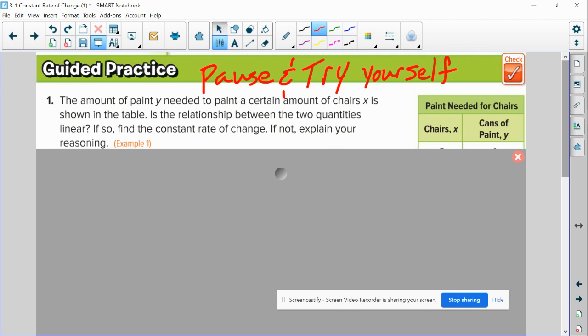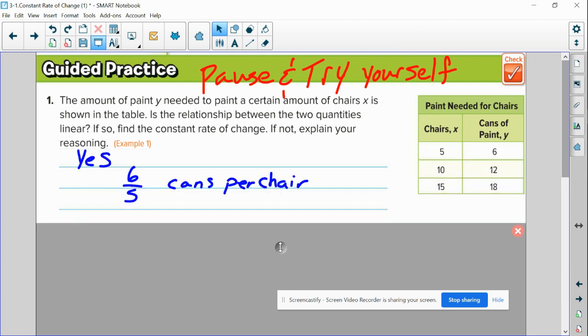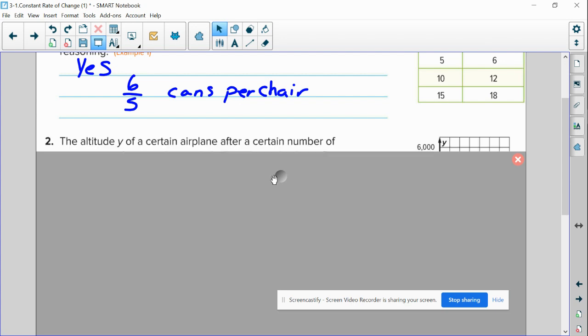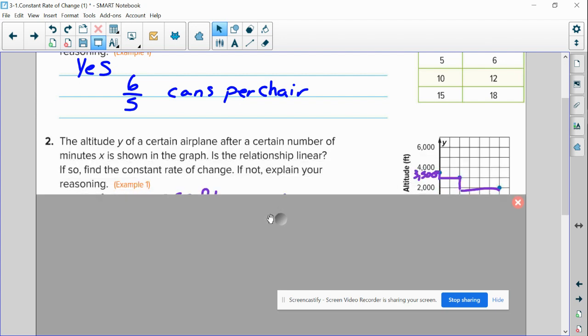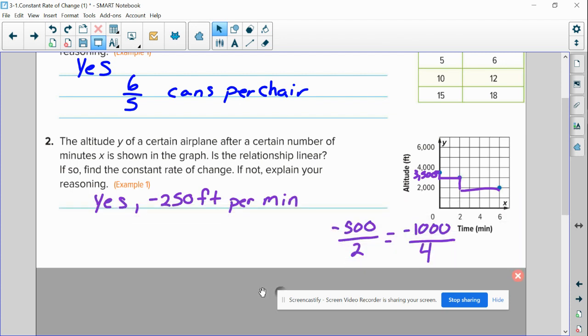Okay, hopefully you've paused. So now let's look. Number 1 is yes. Our CROC is 6/5 or 1 1/5 cans per chair of paint. Now the graph one could be tricky. It doesn't look linear, so you actually have to compare, and you'll find out it is. The first one dropped 500 and it ran 2 minutes. The second one dropped a full 1,000 and it ran 4 minutes. Technically, if I was to go from this dot to that dot, it does make a straight line. So it is actually linear.